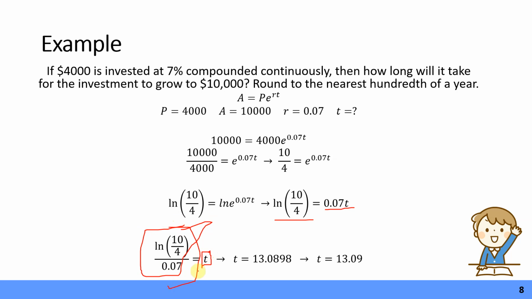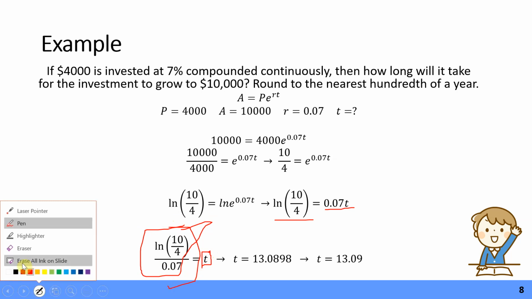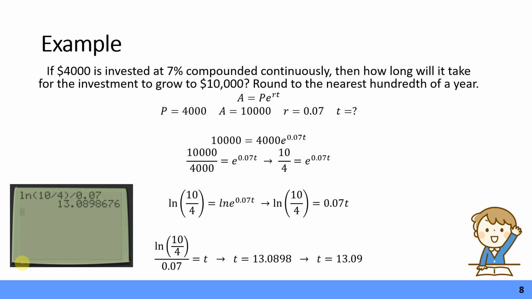So the only thing you have to do here is just put this in the calculator. So I'm going to go ahead and quickly show you how I did it, which is right there. Again, when you have a fraction, make sure it's in its own parentheses. So ln of 10 over 4, close parentheses, and then divided by 0.07. And there we go. So that's 13.0898.